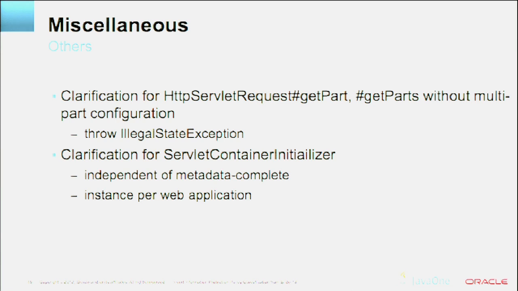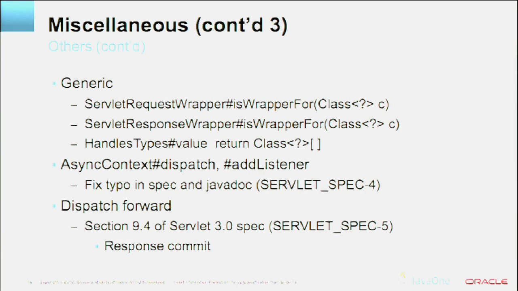And we also clarify that for each instance of a web application, you will get a copy of the servlet container initializer instead of a singleton. And this information is in fact in the older spec too, but maybe the wording needed to be clarified. So this is not a surprise to other people. And then we also have other clarifications, like you add this API, you add the generic, and then you have some other typos and so on. We fix it in the spec.